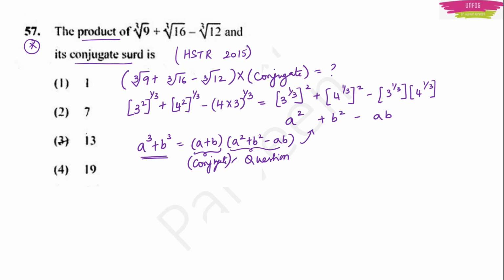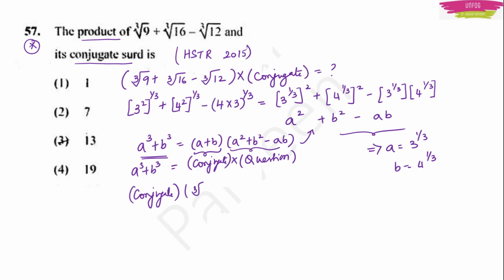Okay, and this is the product of these. That is what our question was, right? The question into its conjugate and I should get the answer for this product. Okay, now what is the answer? It is a cube plus b cube. Okay. Now, with this thing, I can find value of a, right? A is 3 to the power 1 by 3 with this formula only and b is 4 to the power 1 by 3. Correct? So, if I want to find the product of conjugate and the question, what is the question? Cube root of 9 plus cube root of 16 minus cube root of 12. This thing, if I want to do, what is my answer? It should be a cube plus b cube.